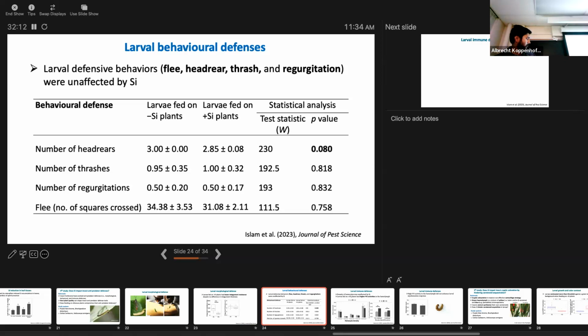And I also tried to estimate their escape behavior, how quickly they can escape. So I used a gridded plastic sheet and looked at how many squares they can cross within a minute. So that's their flee response. I did not find any effects of silicon on larval behavioral defenses, so larvae were behaving very consistently. The only closer one was number of head rears.